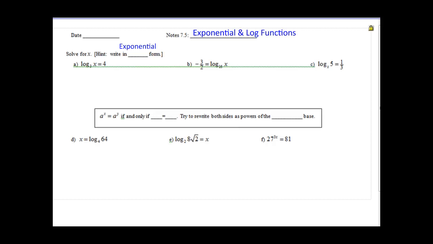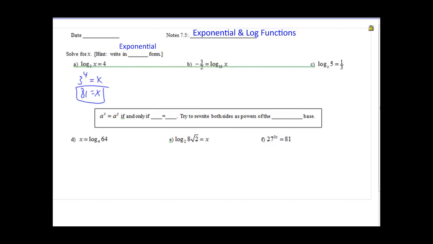Let's go. We need to solve. If we have a log form, we need to write it in exponential form, and that might make it a little easier to find the answer. So on the first one, if we take log base 3 of x equals 4, we can write this as 3 to the 4th power equals x. Well, we know that 3 to the 4th power equals 81, so 81 equals x.